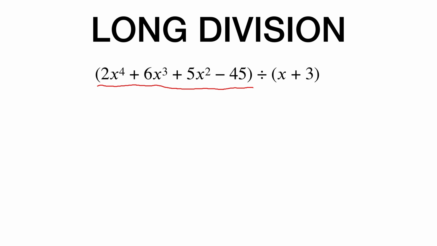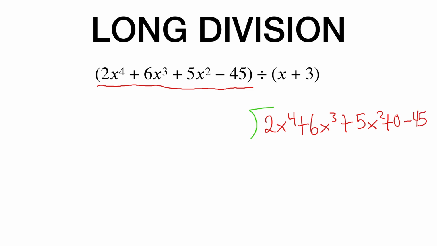So as I write this, I'm going to write 2x to the 4th plus 6x cubed plus 5x squared minus, sorry, I forgot to do what I was just talking about, plus 0 minus 45. Then I divide by x plus 3.